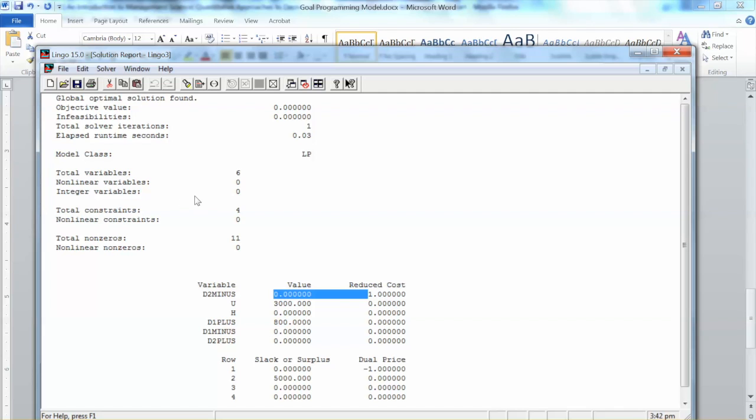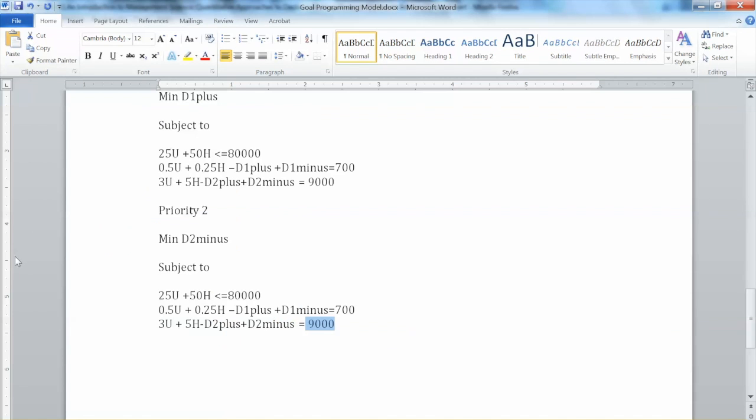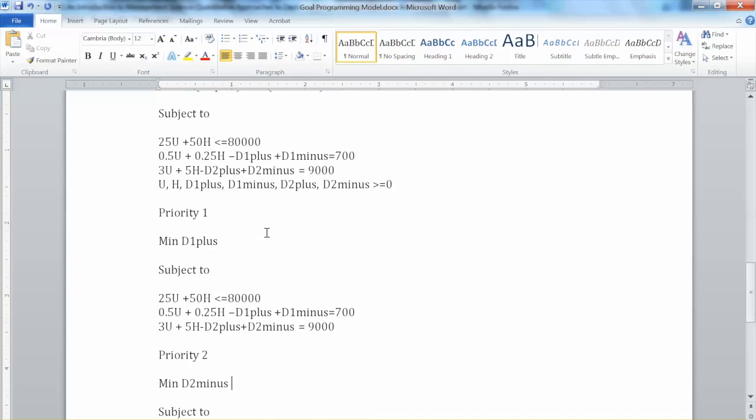Let's examine goal 1 again. Goal 1 is to minimize D1 plus, but with this solution, D1 plus is 800. Hence, goal 2 is met, but goal 1 is not met. So we have not found a solution that meets both of our goals. But again, please remember that goal 1 is the first priority. That means we do not want to sacrifice goal 1 for goal 2. That's why goal 1 is called the first priority, the most important one.